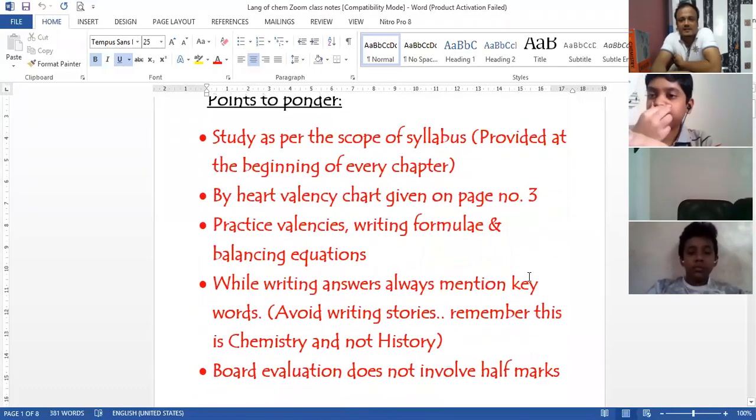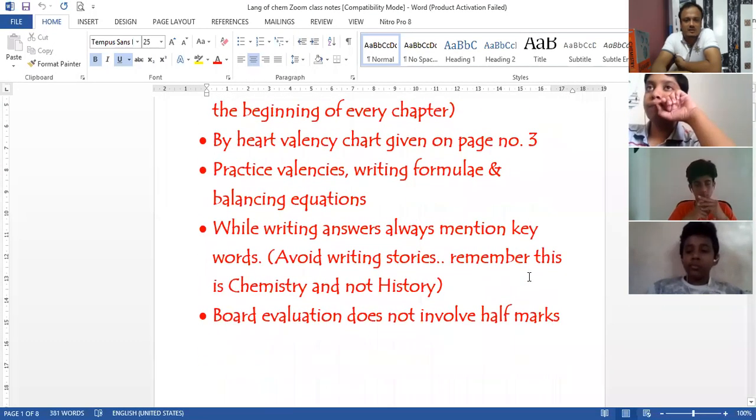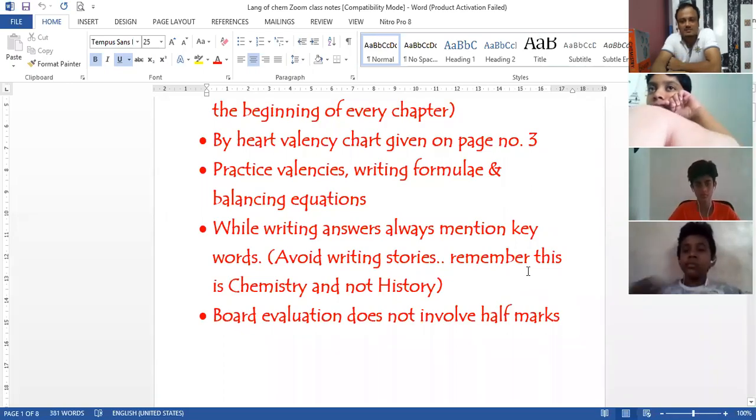And when you're writing your answers, whether it is your school exam or your board exam, you will write answers mentioning the keywords. You don't have to write stories, because we don't get marks for writing stories in chemistry. We write the keywords there and we get the marks. Okay, so it can be very simple. If it is a 1-mark question, even a 1-line answer with the keywords properly mentioned will give you the full marks.